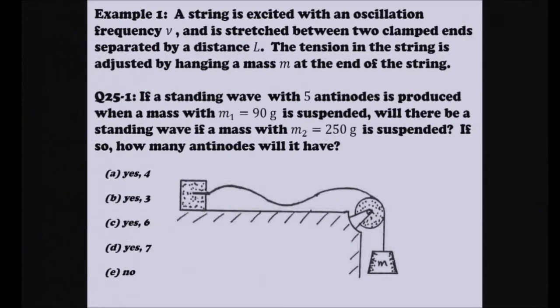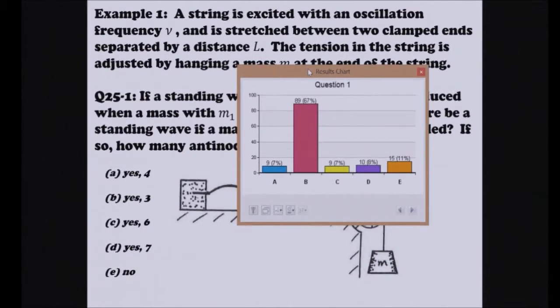For a given frequency, if I can get 5 antinodes on this string, I want to ask you: if I now increase the mass on the end to 250 grams, will I have a standing wave? By that I mean, will we be able to fit a whole number of half wavelengths on that length of the string? And if so, how many antinodes will there be? It looks to me like people are thinking that the answer is B.